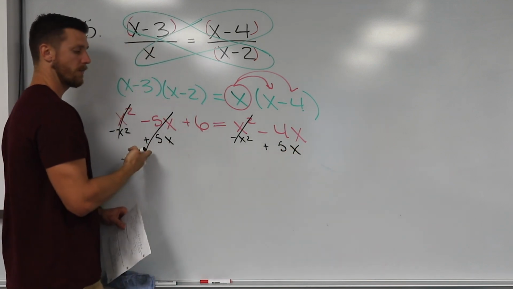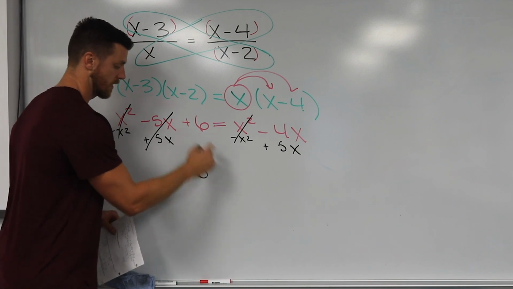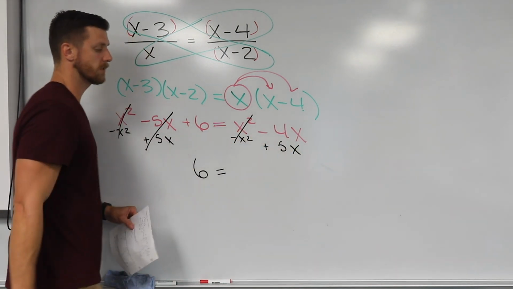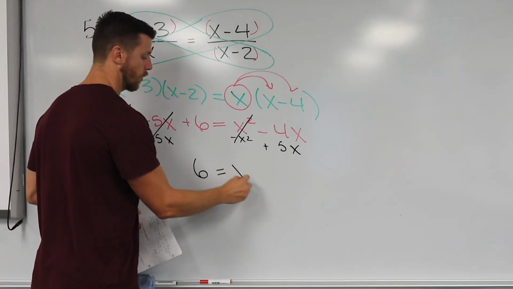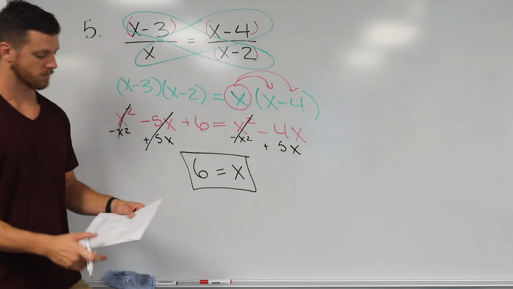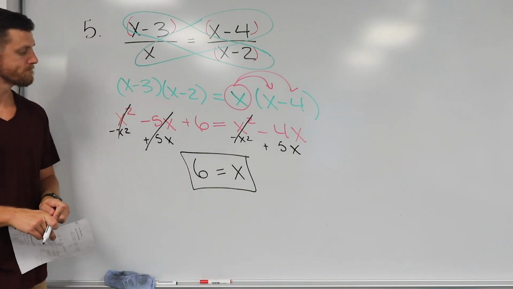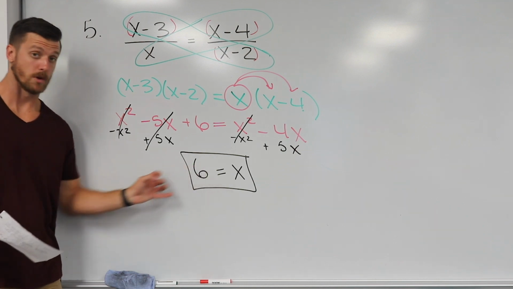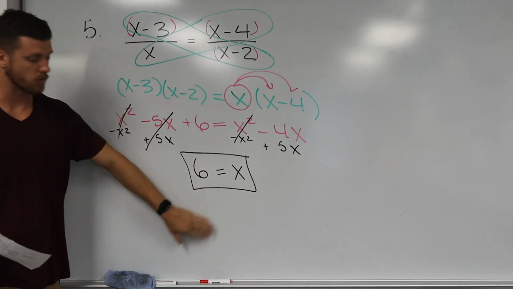That'll cancel. But what you do to one side of the equation, you have to do to the other. So I added 5x here, I'm going to add 5x there. I'm left with positive 6 is equal to negative 4x plus 5x, 1x, or we would just say x. And that is number 5. Take some time. That's why you get to rewind and see what you can do. Good one.